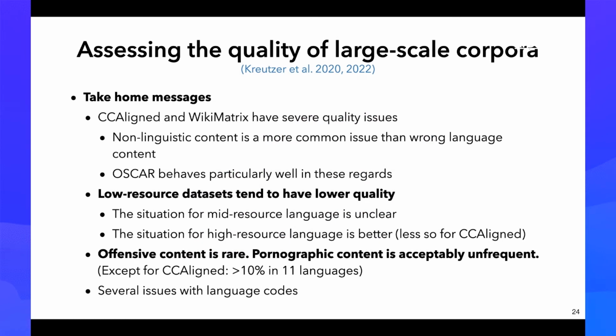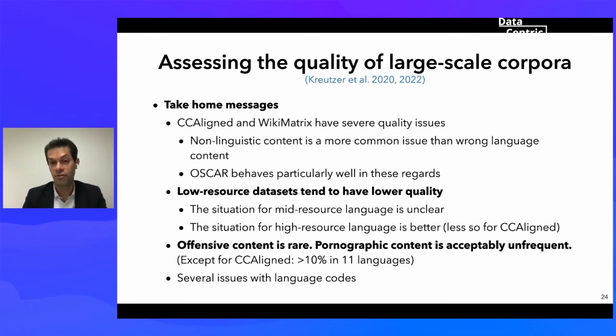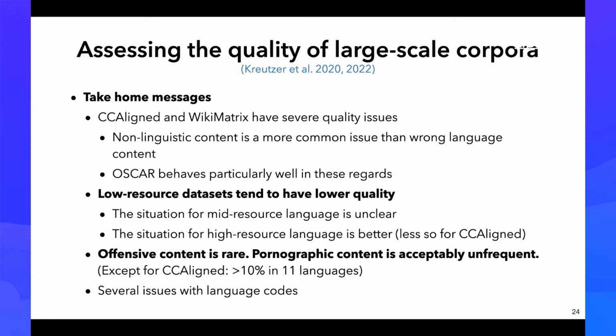So the take-home messages from this study are, there are quite a few, but some of them are that CC-aligned and Wikimetrics have severe quality issues. Non-linguistic content is a more common issue than wrong language content. So actually, language classification is a problem, but identifying content that is not linguistic is also a problem. OSCAR behaves particularly well in these regards. That was good news for us.